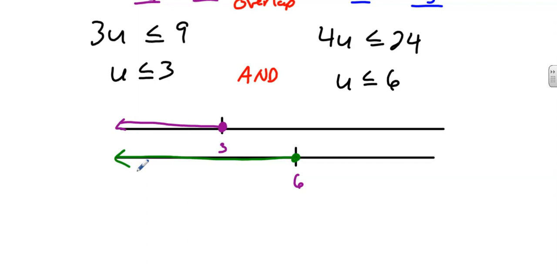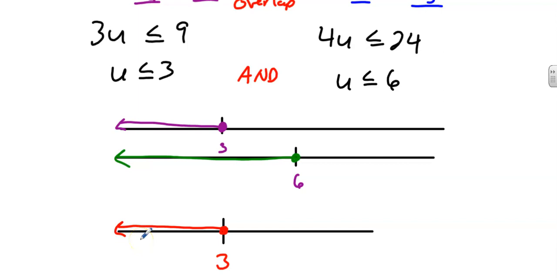Okay. And again, if it's an and statement, you need the overlap. You've got to tell me where the graphs stack up on top of each other. That's everything from 3 all the way down to infinity. So your final answer here would be, we're going to start at 3 and head off in that direction.